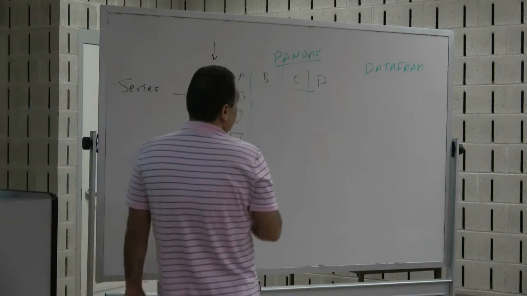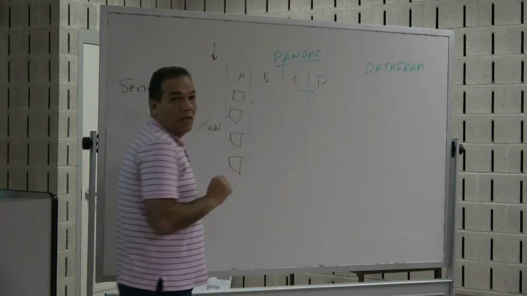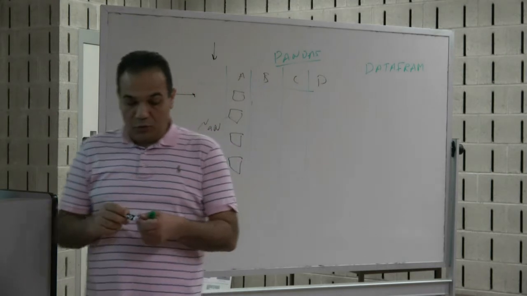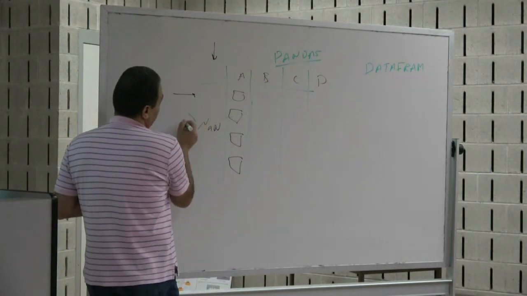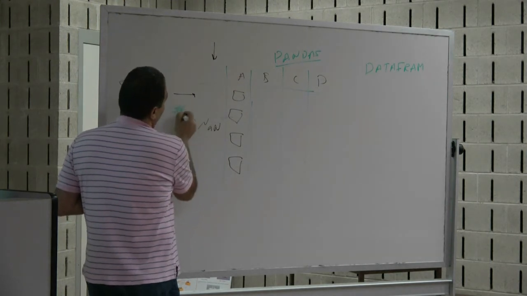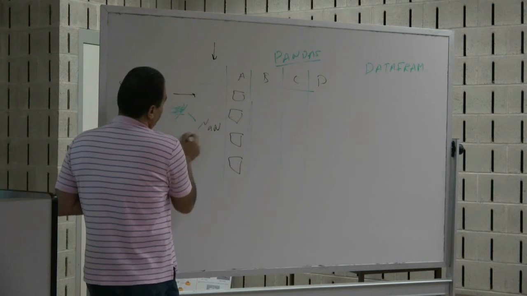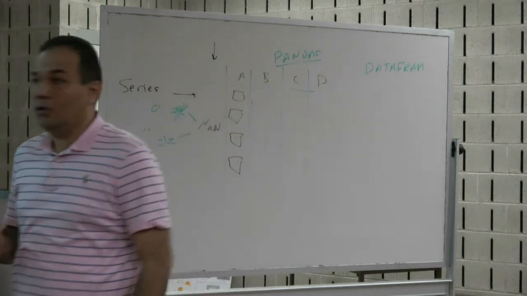And it could also be NaN. We said last time NaN does not equal 0. It does not equal 0, and it does not equal the string 0. It's an undefined value.